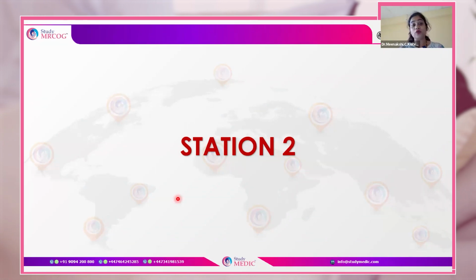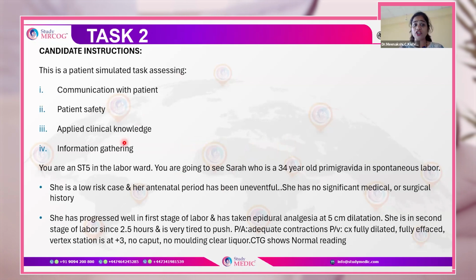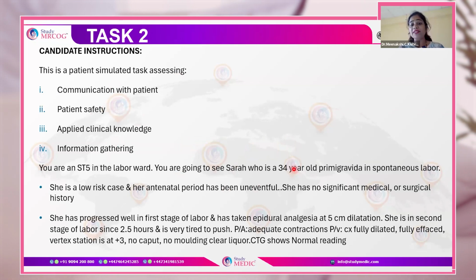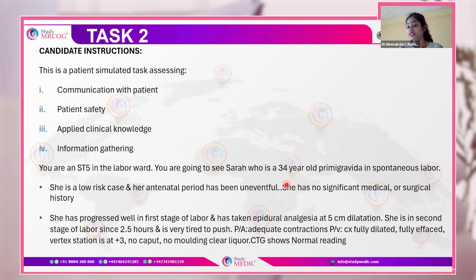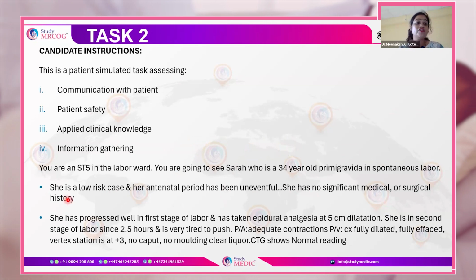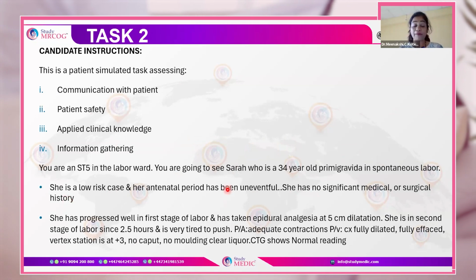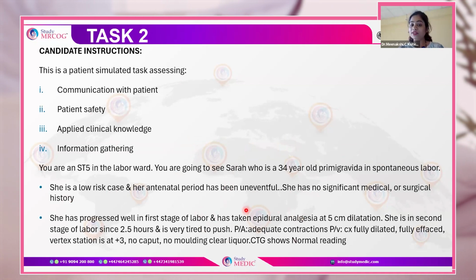And the next station which I have put up is also SPT, where you've got 4 domains, and you're going to be seeing a 34-year-old primi who's in spontaneous labor, and history is already given that she's low risk and everything has been uneventful till now. She's got no significant medical surgical history, which means that you are left with very little history that you need to ask about. So don't repeat whatever is already given to you. She's already progressed well, and she is under epidural. Okay, so this is something that you need to highlight, that she is epidural and primary.